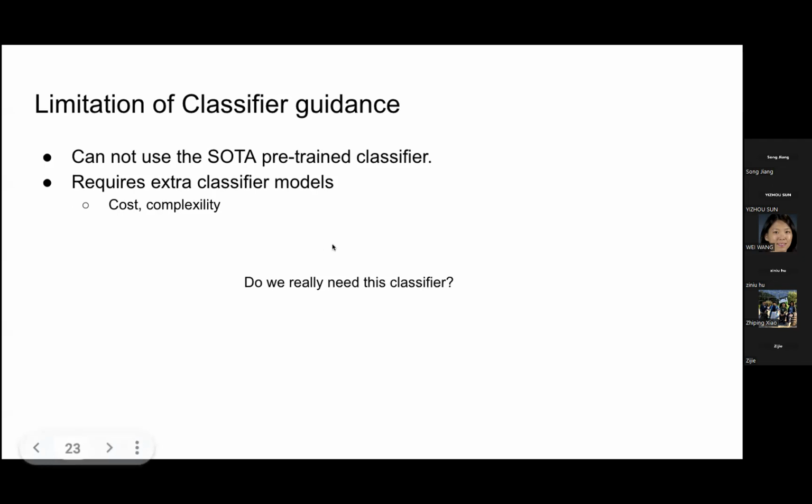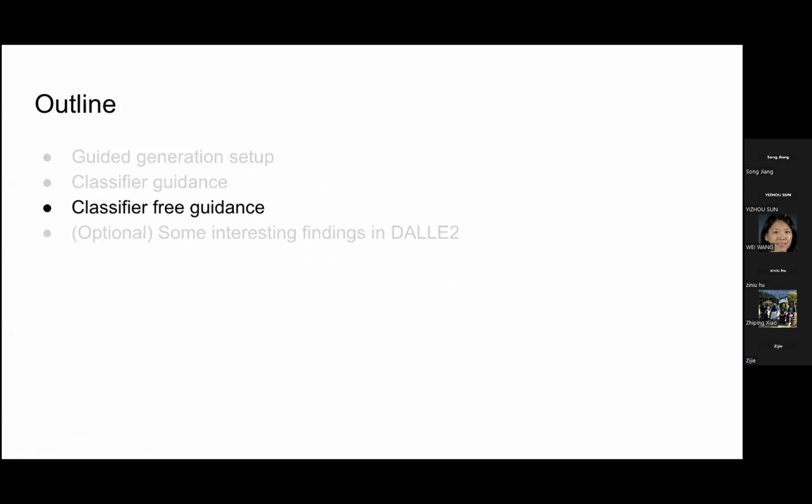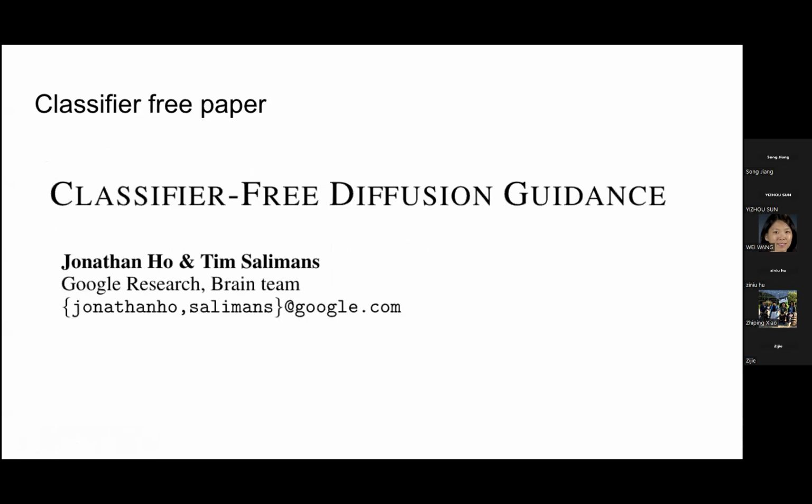So a natural question is: do we really need this classifier to provide the guidance? And the answer is no. This is what we call classifier-free guidance. The "free" means we don't need the classifier. And this paper is from Google Brain, and it came out in July this year.